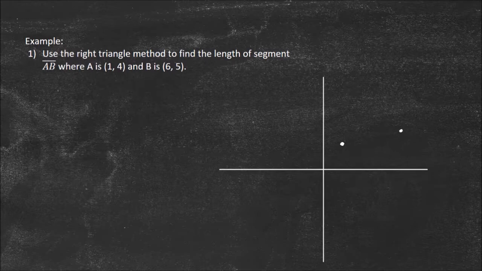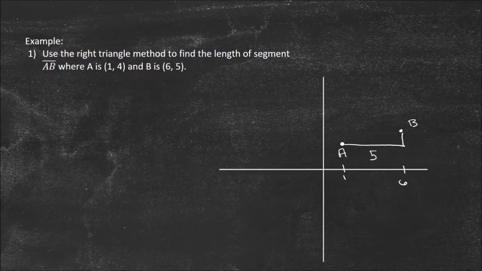So A is 1, 4. B is 6, 5. And I'm going to create my right triangle. Let me write this as A. Let me write this as B. So if I just connected A's x coordinate to B's x coordinate, well, that's going to be 5 units away, right? Because A is at 1, B is at 6. So this is a 5 unit segment.